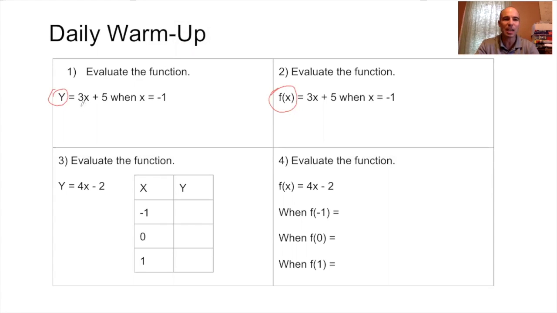You get the same exact answer right here. y equals 3 times -1 plus 5. What's that? -3 plus 5 gets you 2, right? And here, the exact same problem. All you're doing is plugging -1 in for x. And basically, that's what that function notation is telling you. All right, evaluate the function here.